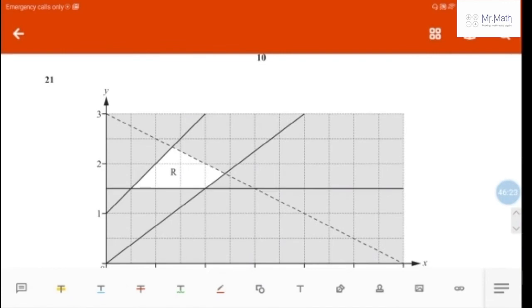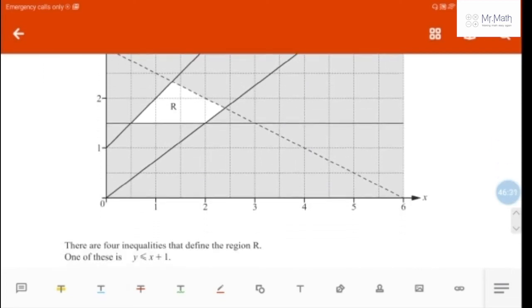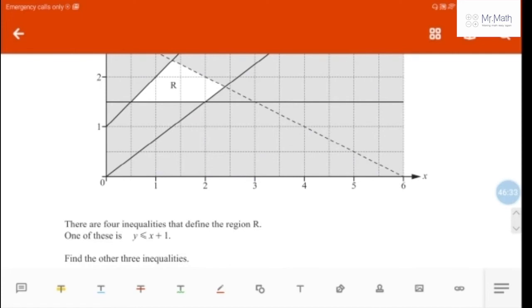Now in question 21, I'm given this graph and it says there are 4 inequalities that define the region R. One of these is y less than or equal to x plus 1. Find the other 3 inequalities.